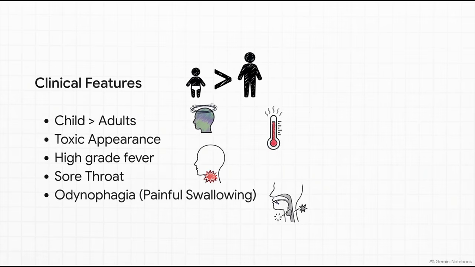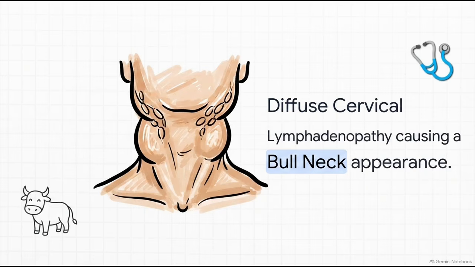But to really nail this diagnosis, you've got to look for the hallmarks on the physical exam. On examination, you are going to find diffuse cervical lymphadenopathy. The lymph nodes in the neck become so massively swollen and inflamed that it actually blurs the normal anatomical lines of the jaw and neck. This results in what is famously called a bull neck appearance. Seriously, if you see bull neck on a board question, diphtheria should instantly jump to the top of your differential.